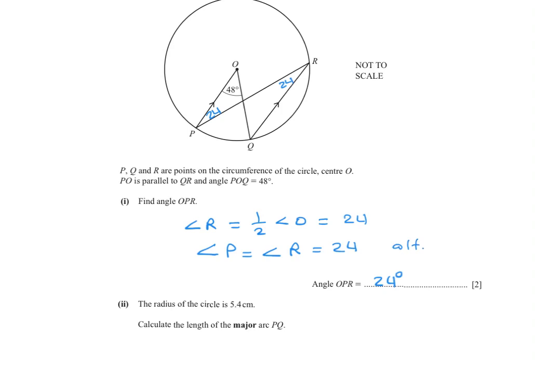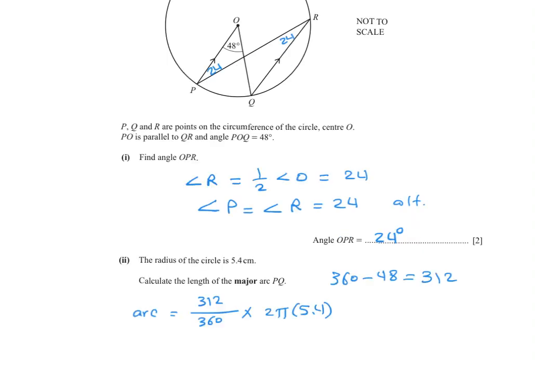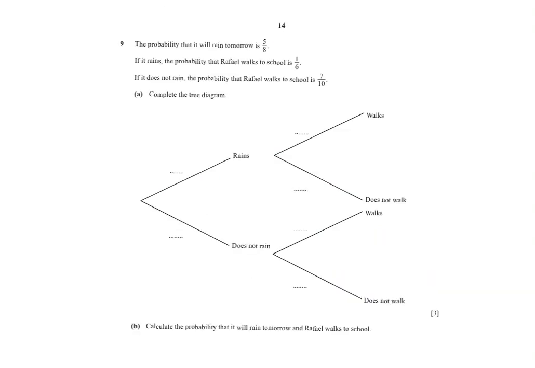I, the radius of the circle is 5.4. Calculate the length of the major arc BQ. Major arc BQ is this arc. How to find? You must find this angle. This angle is 360 minus 48, which is 312. Arc length is 312 over 360 times 2 pi R, which is 29.4.